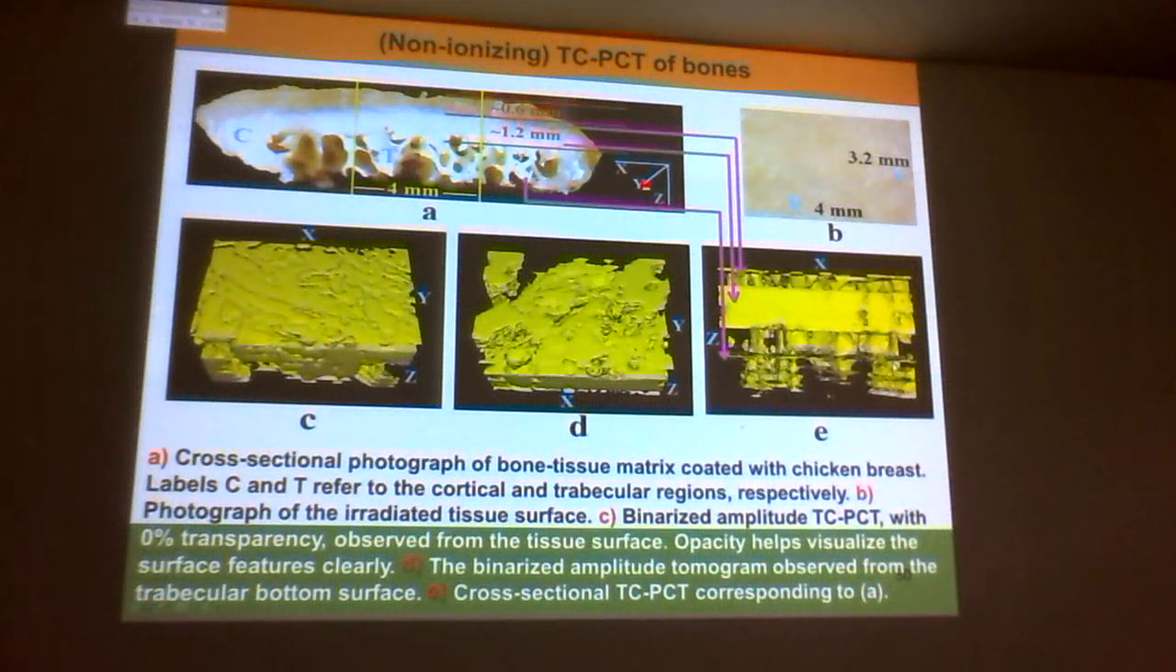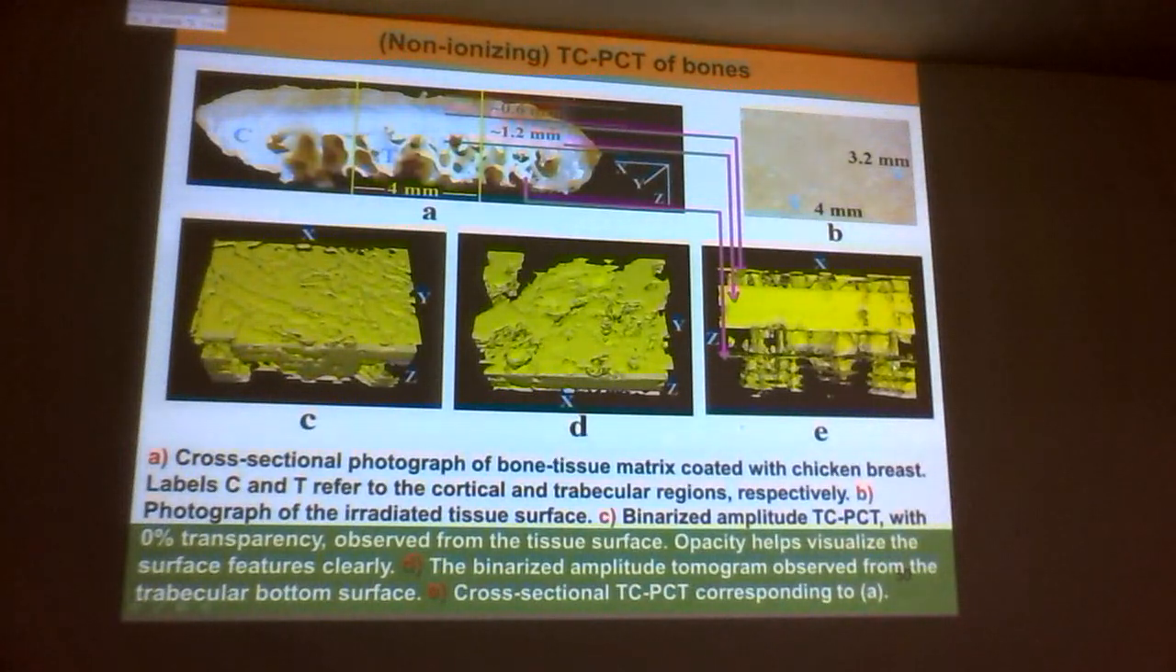We took chicken breast and we put it on top of bone. So this is 0.6 millimeters thickness of chicken breast, and then I have 1.2 millimeters of the cortical bone, and then there is a trabecular bone below here. So this is what we're looking at. This range is a flat range, and then on C here, I get a binarized amplitude.